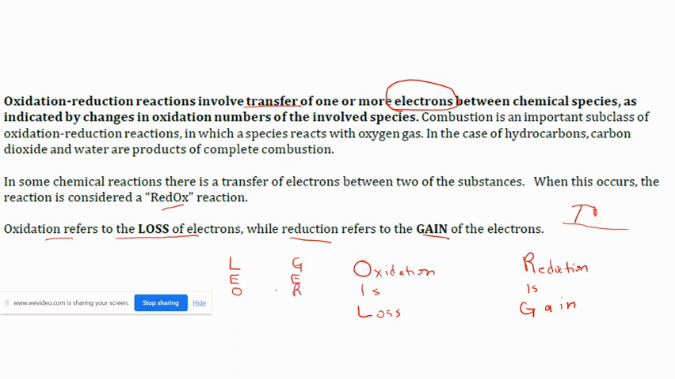Leo goes grr. Loss equals oxidation. Gain equals reduction. So you can imagine a fluffy lion over here if you'd like, however you want to remember it. So loss equals oxidation. Gain equals reduction.